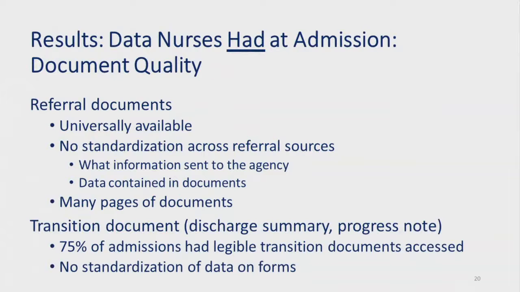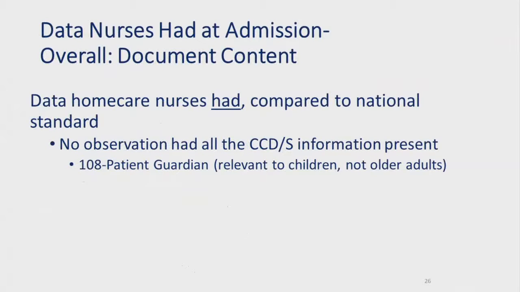And then looking at the transition document, which was the discharge summary or progress note, 3/4 of the admissions for which transition documents were viewed in the home had legible information. And there was no standardization of the data on the forms. So looking at document content, the data that the nurses had as compared to the national standard, we saw that most of the codes of the CCDS were covered, except for one, patient guardian, which is probably not relevant to older adults.